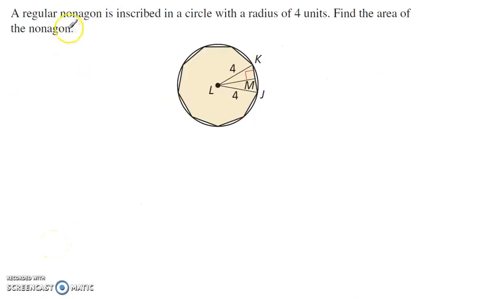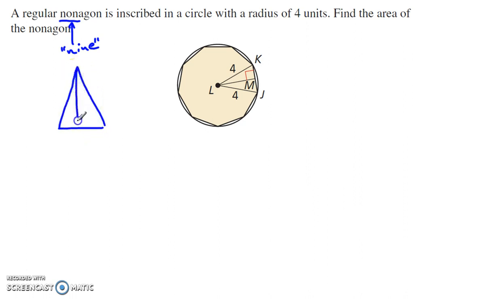In this case, we have a nonagon inscribed in a circle. Non comes from 9. It means 9. And it has a radius of 4 units. Find the area of the nonagon. So we know this is 4. Let's redraw this so we have a triangle. It's a little bit easier to imagine what we're doing here.